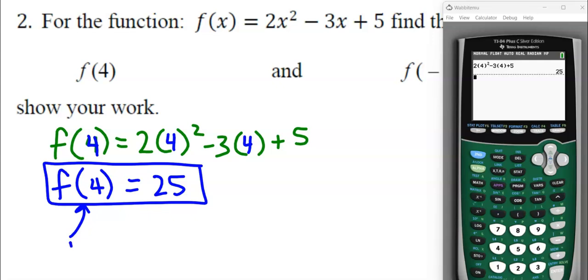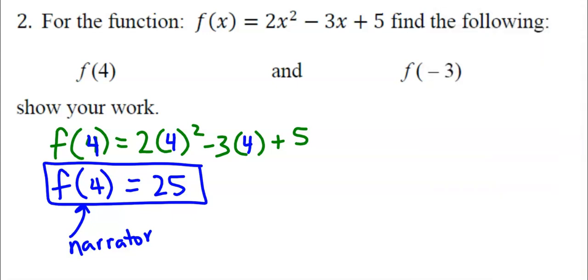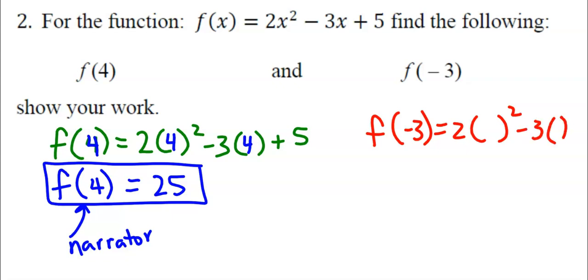Remember, this is like a narrator. It's just telling you what's happening. You don't need to get the letter f by itself. Let's take a look at the second question. If I use function f again, but this time I erase the x and replace it with a -3, let's see what we get.